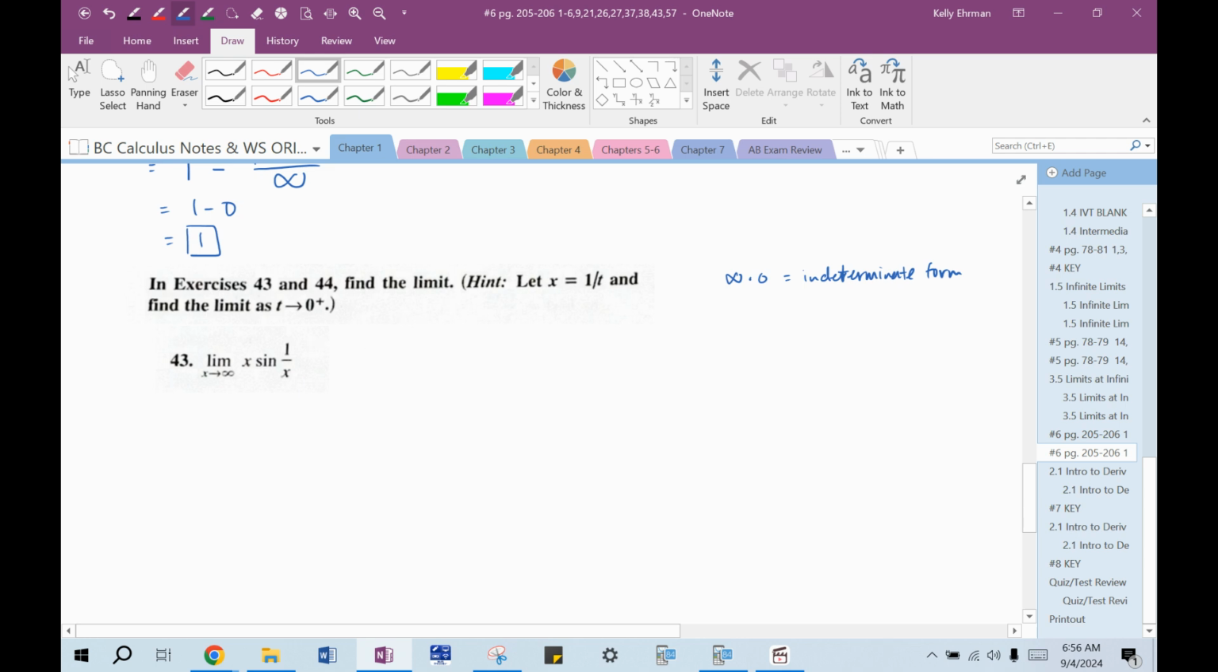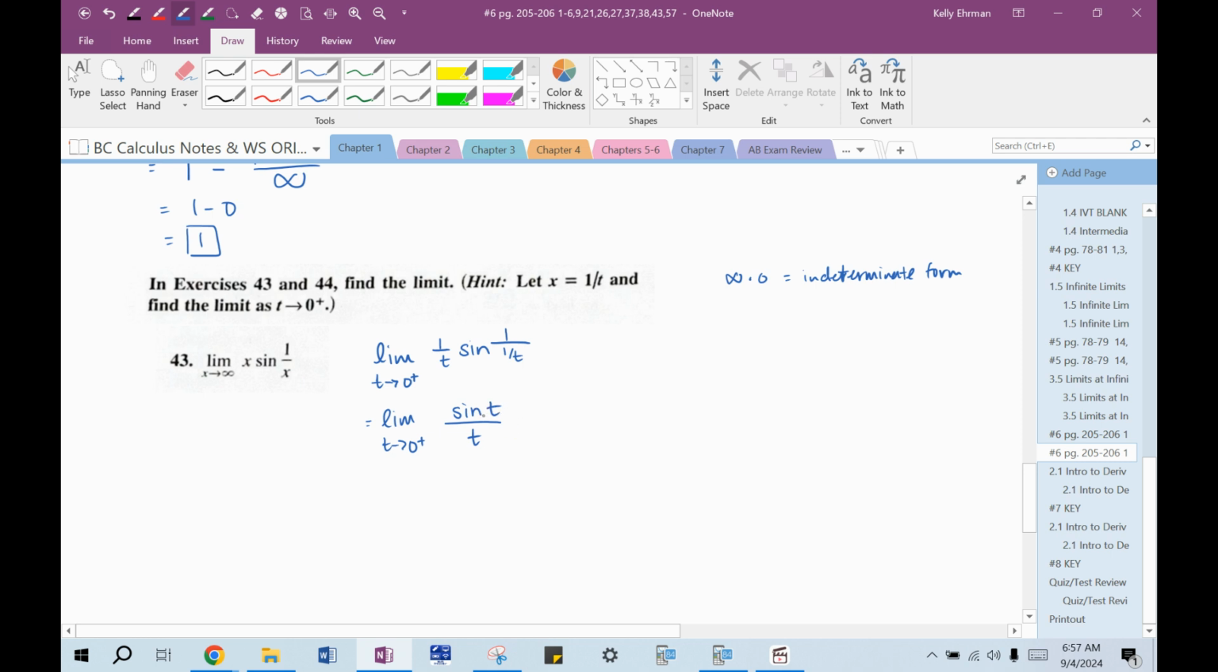So they're telling us, okay, let x equal 1 over t. So let's replace all of the x's with a 1 over t. And instead of looking at the limit as x approaches infinity, we're going to look at the limit as t approaches 0 from the positive. So I'm just going to follow the directions. Find the limit as t approaches 0 from the positive. Instead of x, it's 1 over t, times the sine of, instead of 1 over x, it's 1 over 1 over t. And let's clean that up because that's ugly to look at and hard to work with. 1 over t, first of all, that t can just be down here. Sine of 1 over t is just the sine of t.